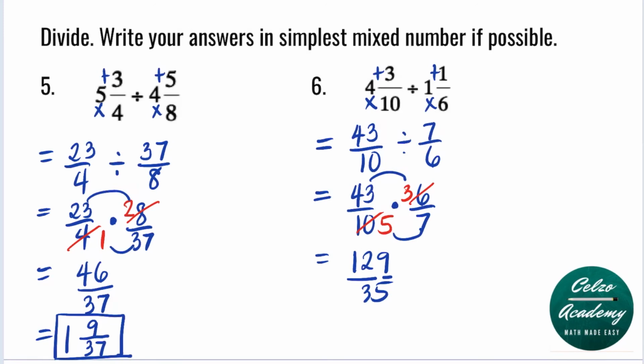What do you think is the equivalent of this as a mixed number? The answer is 3 and 24 over 35. How many 35s can go into 129? 3. 3 times 35 is 105. And if we subtract 105 from 129, the remainder is 24. So we will write 24 over the denominator 35. So the answer is 3 and 24 over 35.